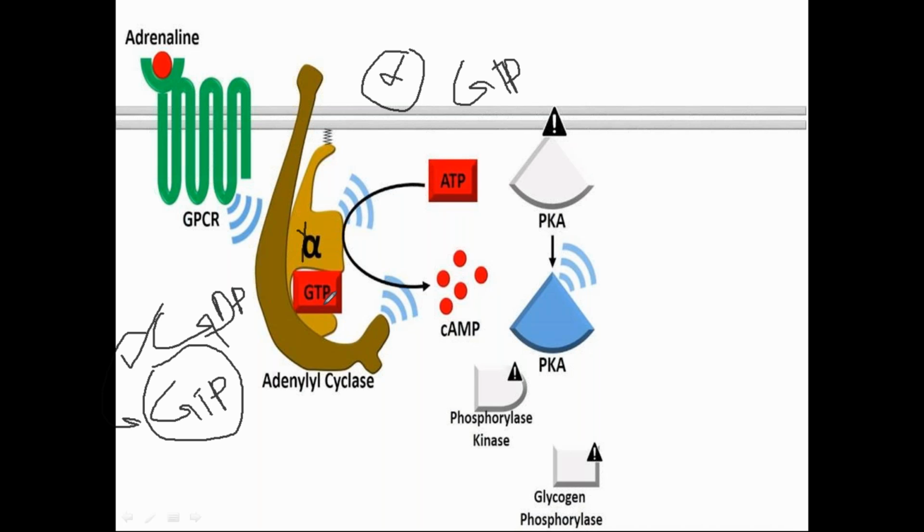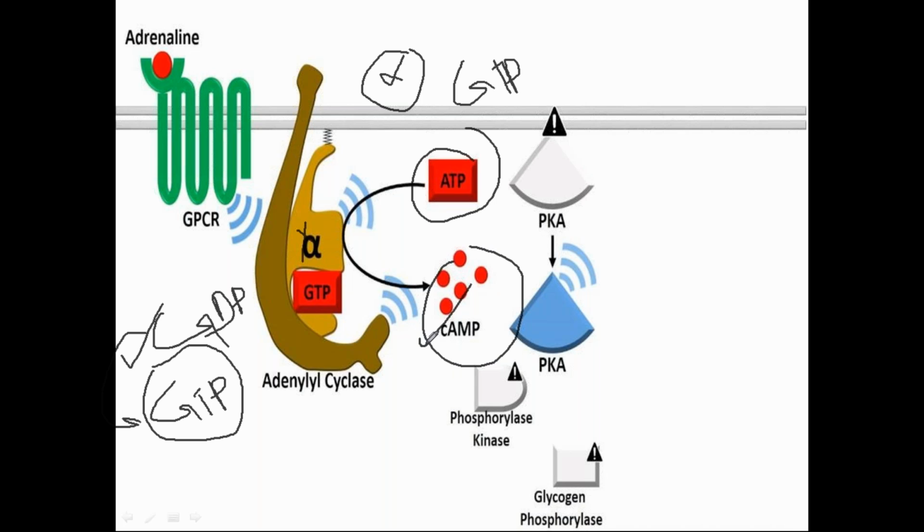Fine. So in the normal situation, this alpha is bound to GTP. Now what is its function? It will go on the membrane, where adenylyl cyclase is present. It is a membrane enzyme. It will go and bind with this adenylyl cyclase. And as soon as this adenylyl cyclase is bound with this alpha subunit, not G protein, now it is called the alpha subunit. What will it do? It will convert ATP to cyclic AMP.